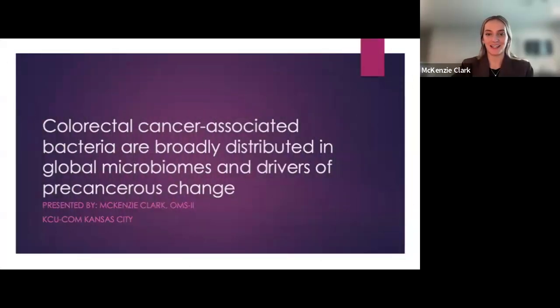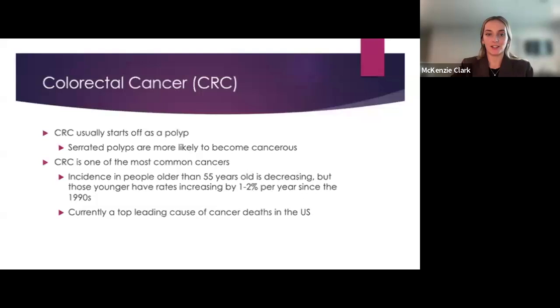I'm Mackenzie, and today I'm going to be presenting about colorectal cancer and the microbiome. First, I'd like to discuss colorectal cancer. Colorectal cancer starts off as a polyp. Usually, serrated polyps, which are flat and harder to biopsy, are more likely to become cancerous. Colorectal cancer is one of the most common cancers, along with breast, prostate, and lung cancer.